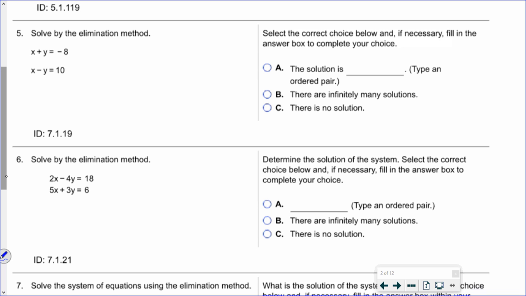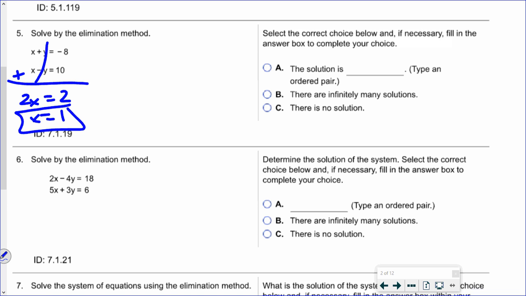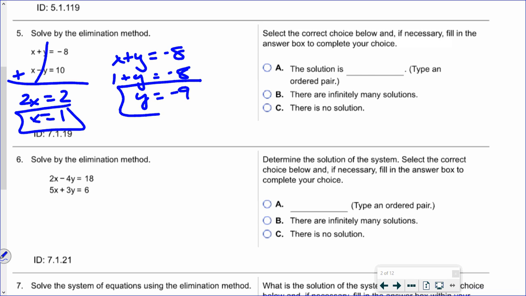1x and 1x, they're not opposite. 1y and negative 1y, they are opposite. Add straight down. 2x is equal to 2, so x is equal to 1. So once I find out x, how do I find y? Plug and chug back in. x plus y is equal to negative 8, so 1 plus y is equal to negative 8. y is equal to negative 9. So my ordered pair is going to be (1, -9). Do we understand that, yes or no?